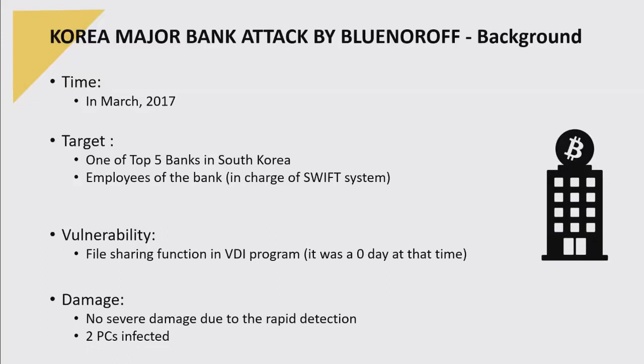They targeted not only the infrastructure of the bank, but also the employee in the bank who is in charge of the SWIFT system. And in this attack, they mainly leveraged a vulnerability which exists in the VDI program deployed in the bank infrastructure. I will explain more about it later. Fortunately, this attack didn't cause a lot of damage because it was detected rapidly. Eventually, only 2 personal PCs were infected.